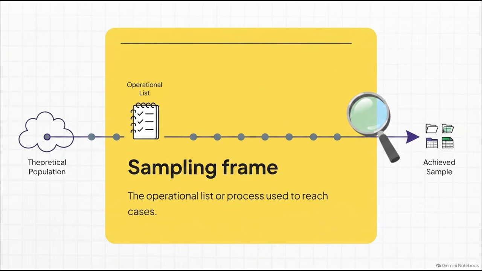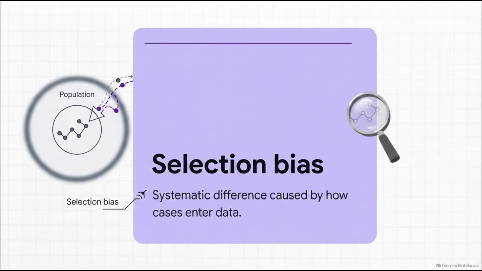Next, we have the sampling frame. Think of the frame as your operational list. It's the practical, real-world process you use to actually get to those cases. It's literally the bridge between the theoretical population you want to study and the actual sample you manage to get your hands on. And finally, selection bias. This is a systematic difference that happens directly because of how those cases entered your data in the first place.